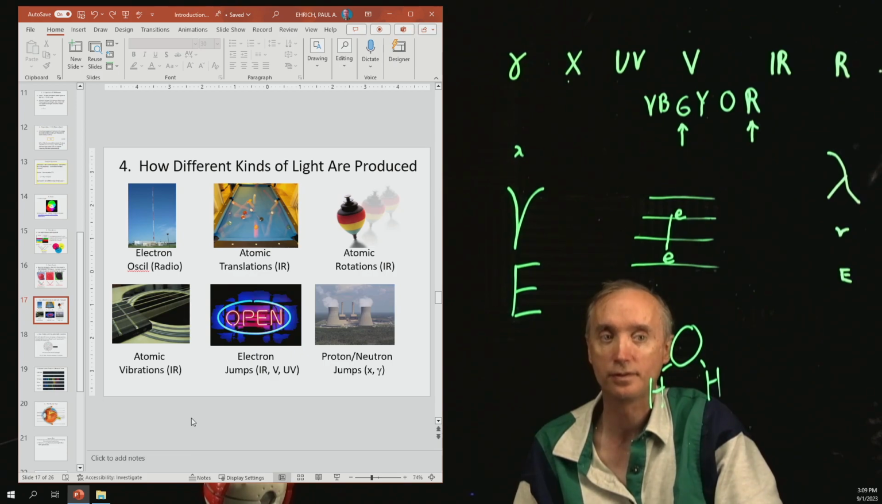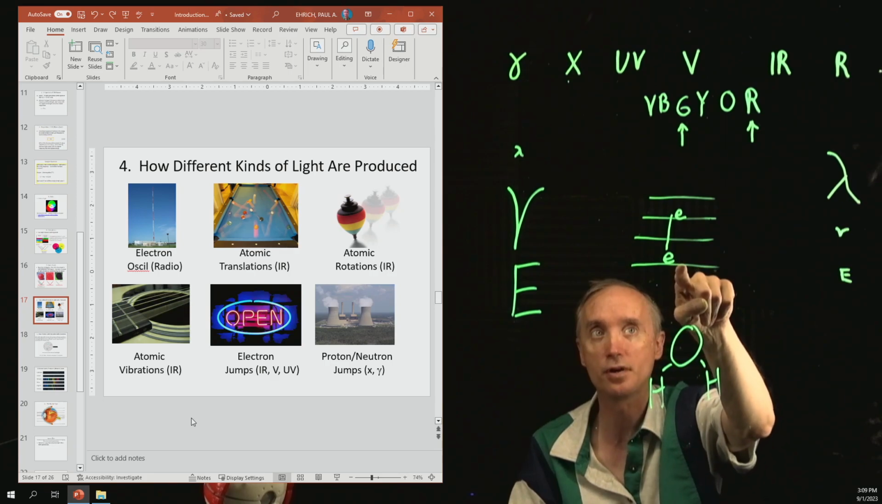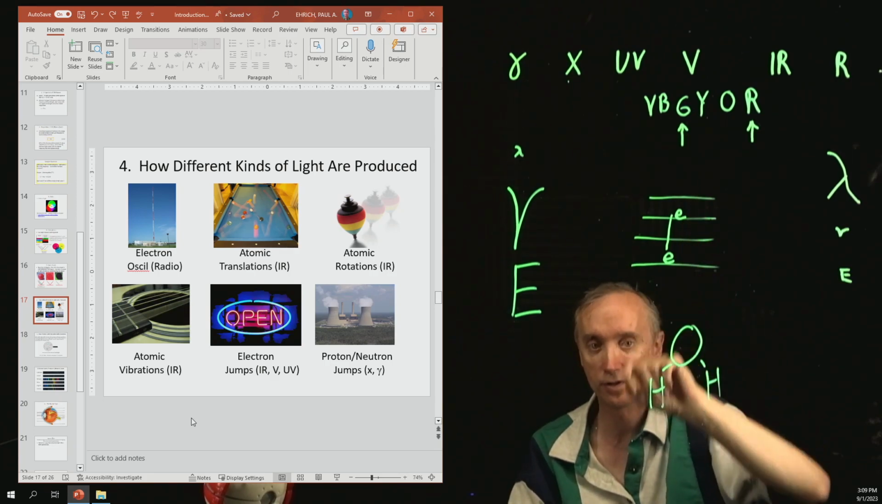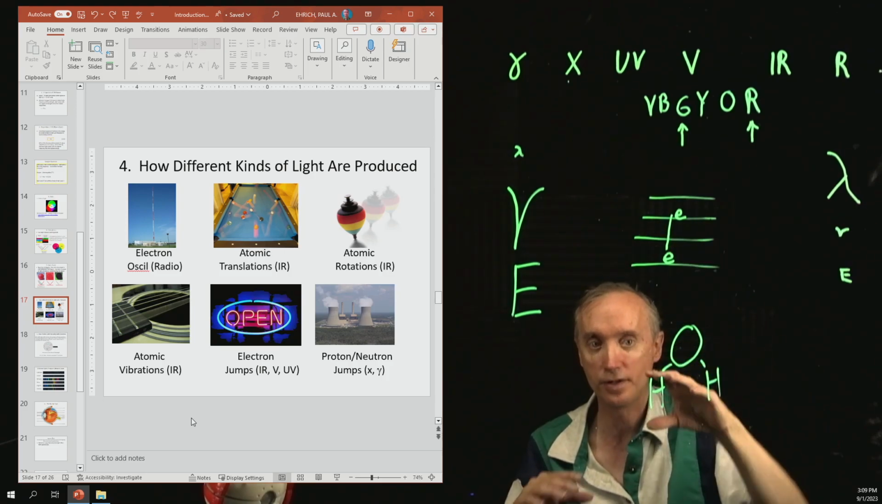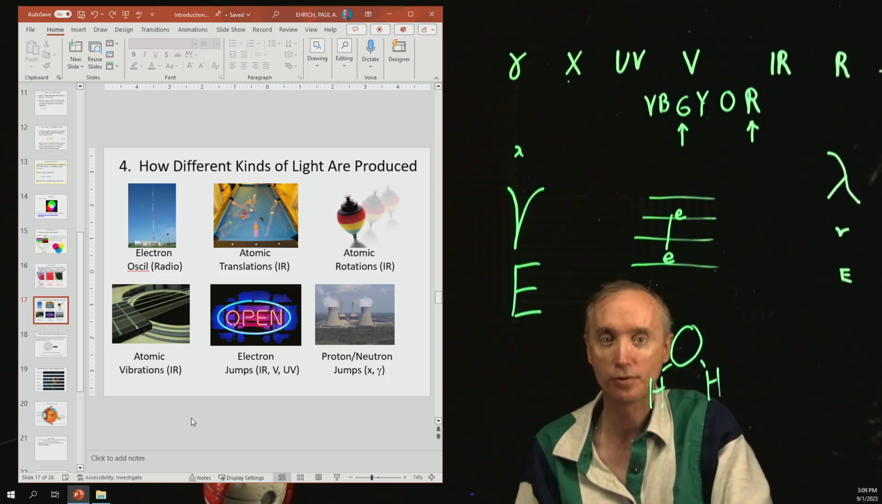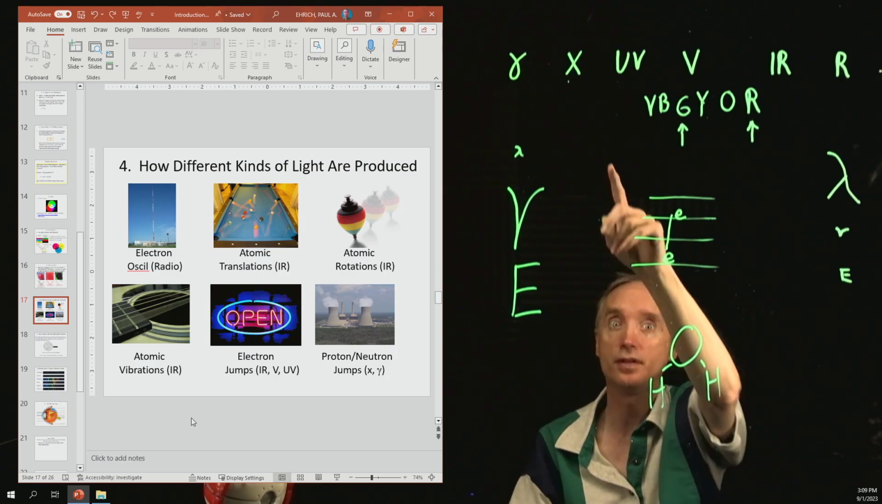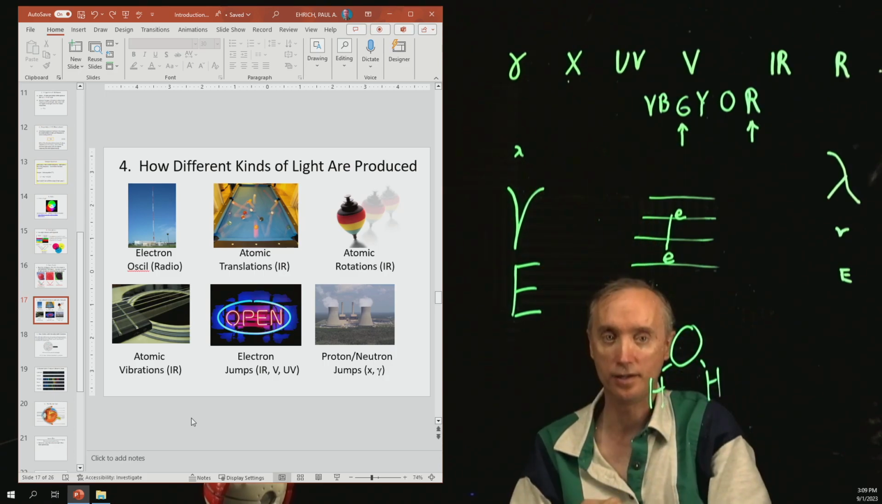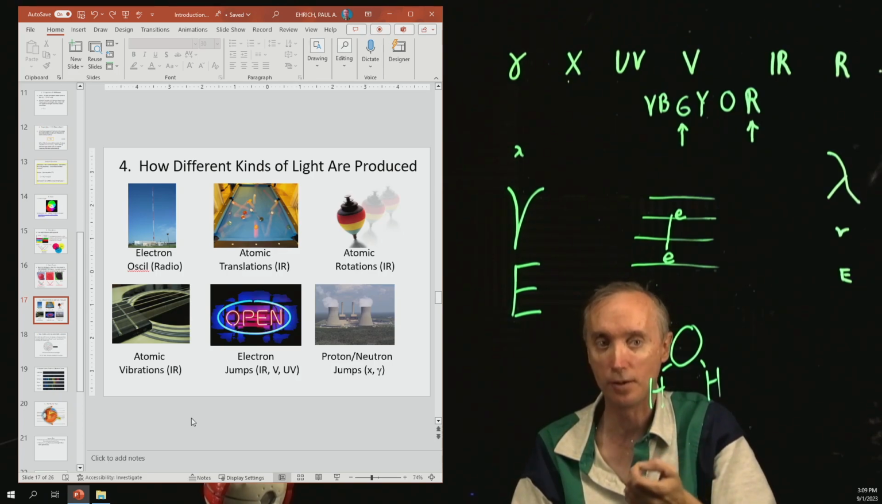And then when the electron comes back down, it's going to emit energy. Well, what kind of energy? Could be infrared light, could be visible light, it could be ultraviolet light. It all depends on the jump that the electron is making. So electron jumps in the apartment building of an atom are what's going to be producing infrared, visible, and ultraviolet light. And then, well, what's going to be causing the X-rays and the gamma rays? Those are going to be caused by nuclear jumps.